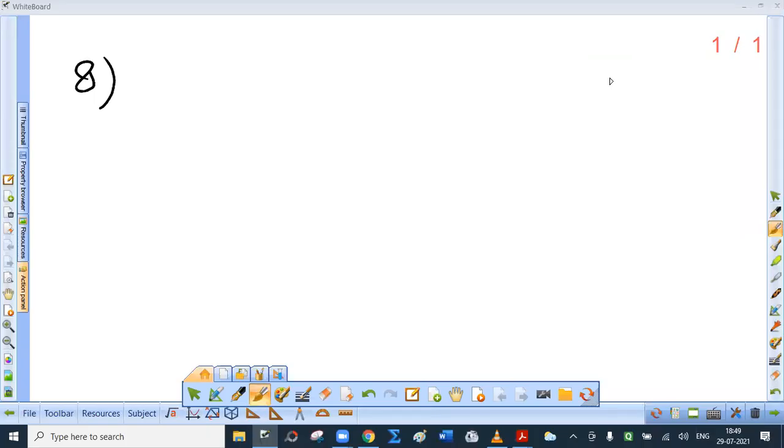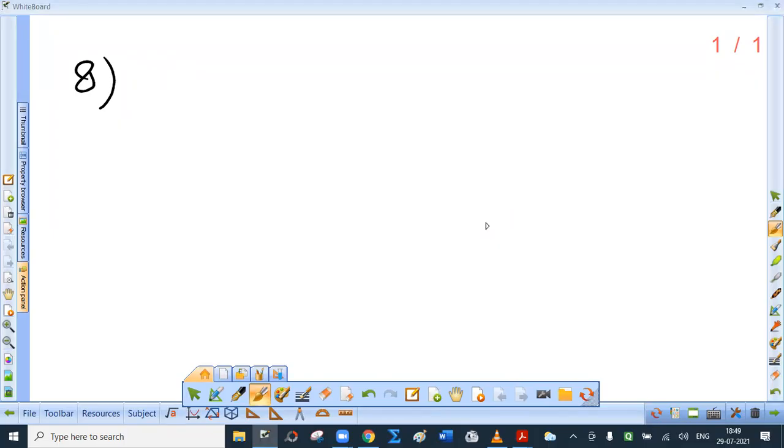Sum number 8. From amongst 2000 literate individuals of a town, 70% read Marathi newspapers, 50% read English newspapers, and 32.5% read both Marathi and English newspapers. Find the number of individuals who read, first part, at least one of the newspapers. Second, neither Marathi nor English newspaper. Third part, only one of the newspapers.